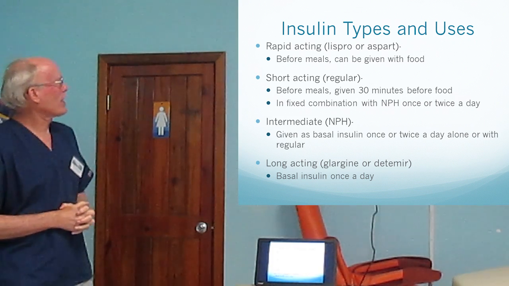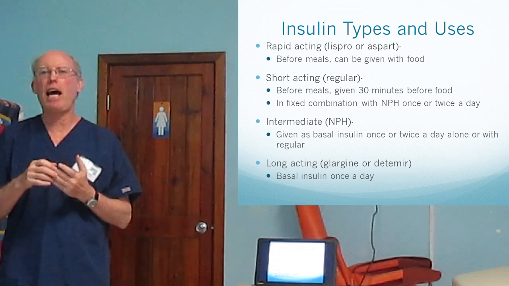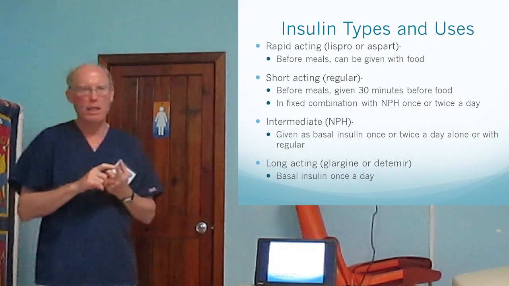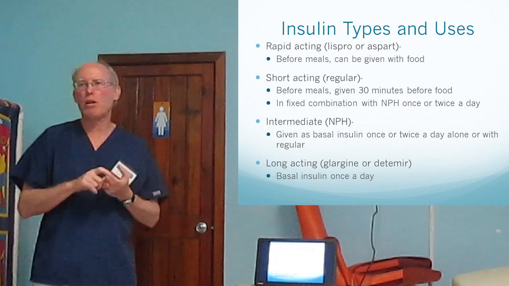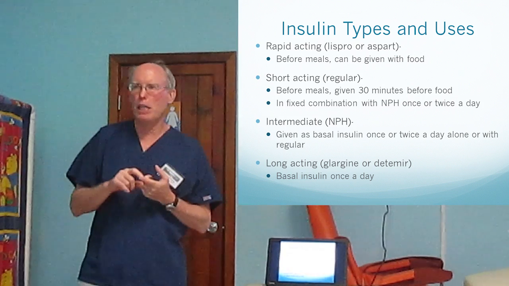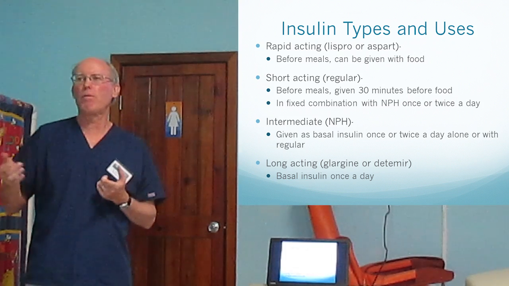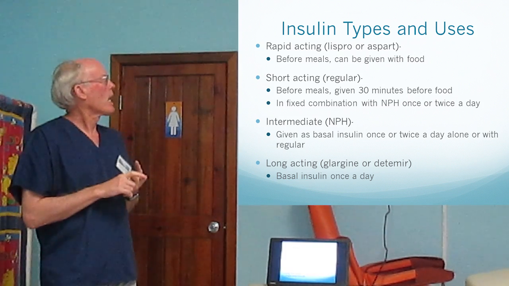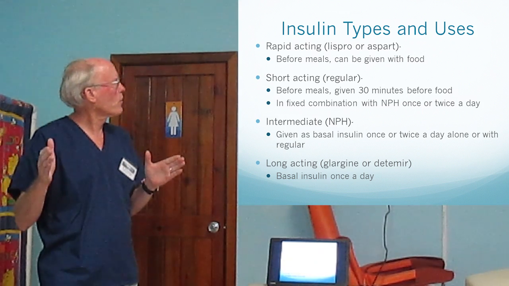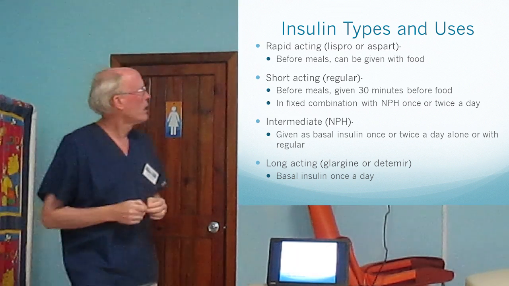So, the different types of insulin. There are more than this, but there are 4 basic types of insulin in common use. The first is rapid-acting insulin. The 2 most common types are Lispro or Aspart. The main use of those insulins is in patients who are on long-acting insulin. They're given at mealtime, and they're very short-acting, as I'll show in a minute, so they can be given right at the time that somebody eats. They don't have to be given beforehand.